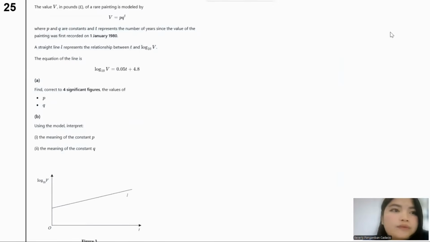Okay, now let's go with number 25. It looks long, guys, but it is very easy. One of the easy questions in the test. Don't ever skip this kind of question in the test. Okay, the value of V in pounds of a rare painting is modeled by this equation, which is V is equal to PQ^t. V is equal to P times Q raised to t. And then you need to find the value of P and Q.